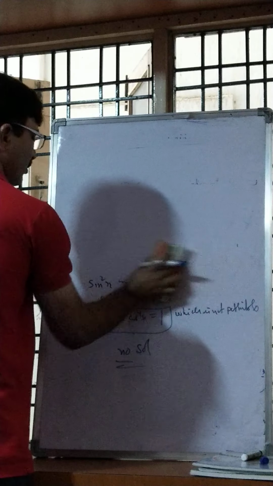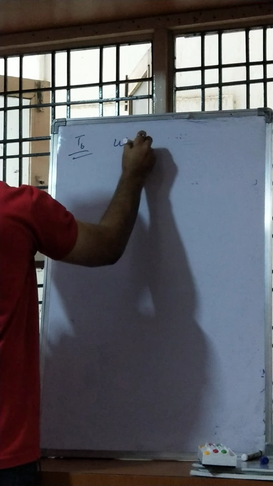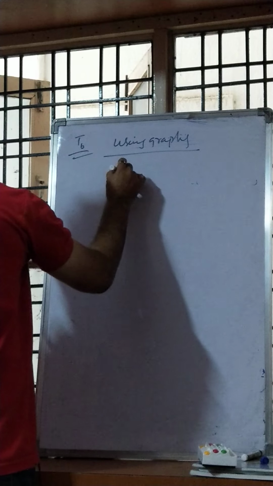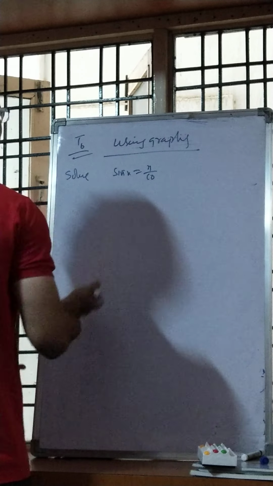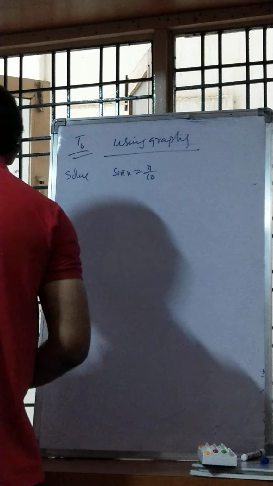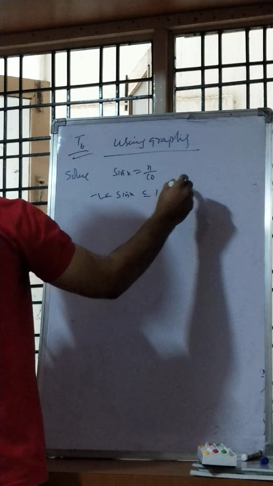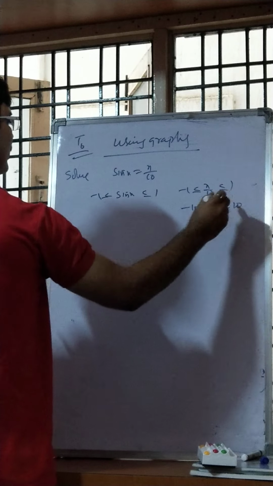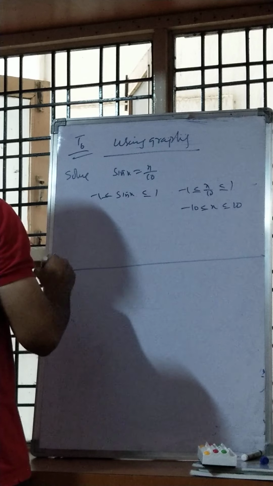Five different models I discussed here. Sir, you see here some problems. The sixth model is using graphs. Sometimes they will give sin x is equal to x by 10, solve. Is it a trigonometric equation? If trigonometry is involved, it is a trigonometric equation. We need not worry about that. Now see here, sin x definitely lies between minus 1 and 1. Therefore x by 10 also lies between minus 1 and 1, so x lies between minus 10 and 10.